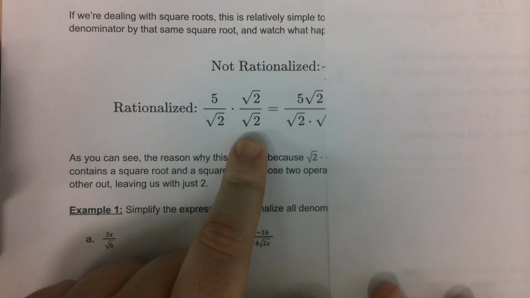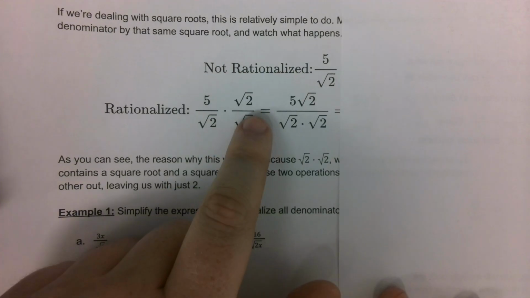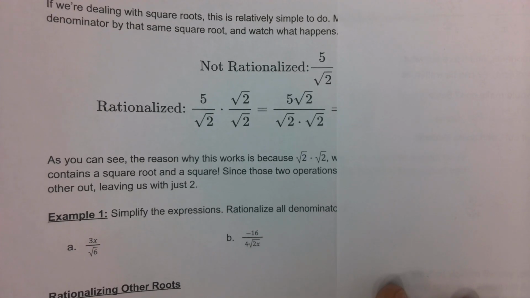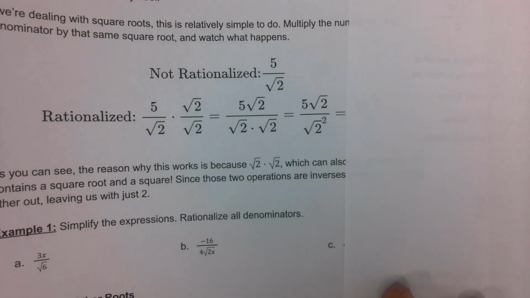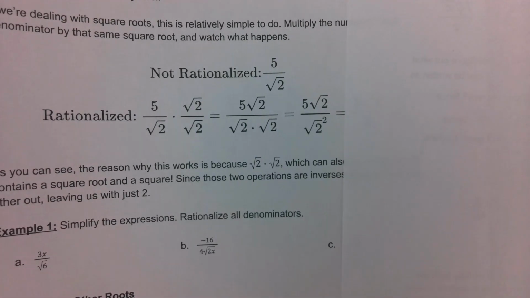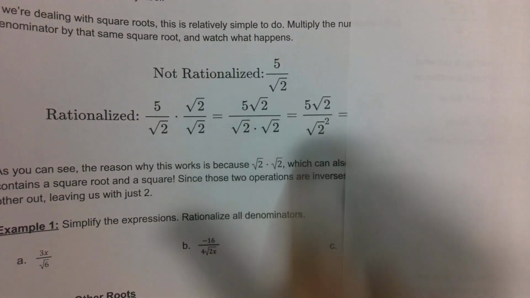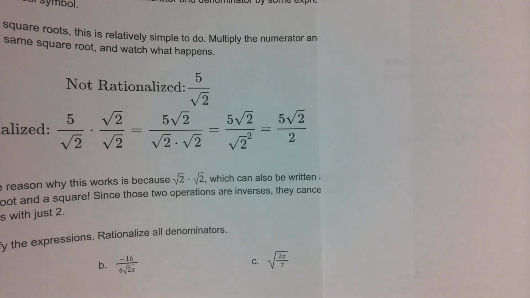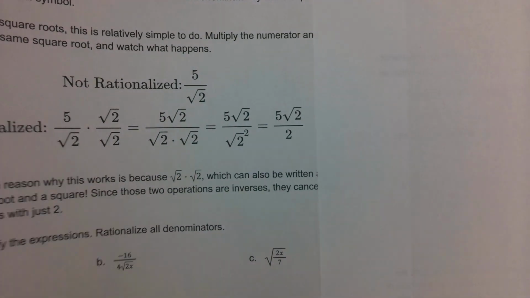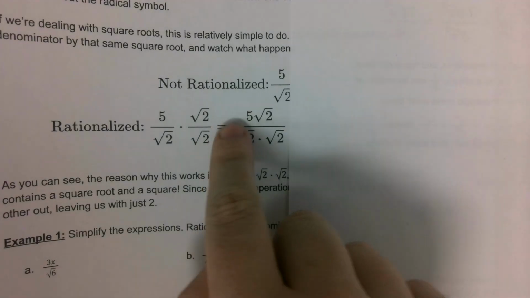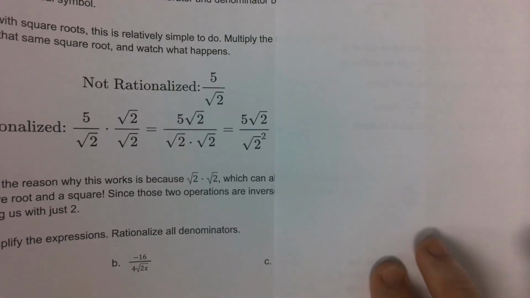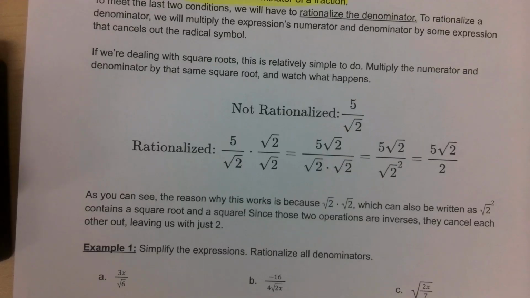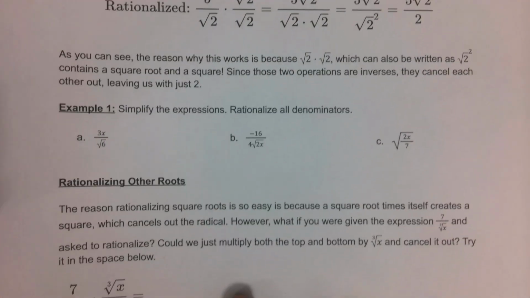What's the square root of 2 times the square root of 2, though? 5 times the square root of 2 is just 5 root 2, but how could we write the square root of 2 times the square root of 2? We could write it two ways. Either the square root of 2 squared, since there's 2 copies of them, we write it as a square, and then the square root and the square cancel out, giving us just 2. That's why rationalizing works. If I have 2 copies of the square root of 2 being multiplied together, the square root and the square cancel out. Because they're inverses, this is why it works.